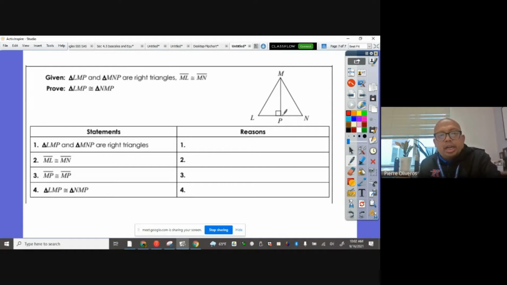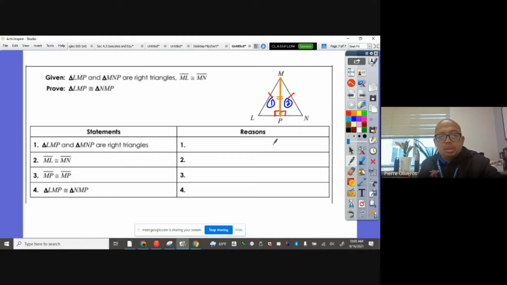Let's try this one here. Triangle LMP. Where's LMP? LMP and MNP. So triangle 1 and 2 are both right triangles. We're going to prove that the two triangles here are congruent. So ML is congruent to MN. Where's ML? ML is right here and MN is right there. Those are opposite to your box, to your 90-degree angle. That means the hypotenuses have been proven to be congruent. And then I know they're sharing the same side again. If they're sharing the same side, that will be reflexive. MP is congruent to MP. And that will be enough for us to prove the two triangles are congruent.